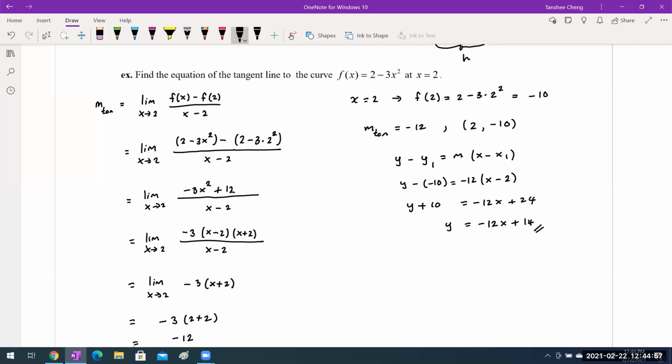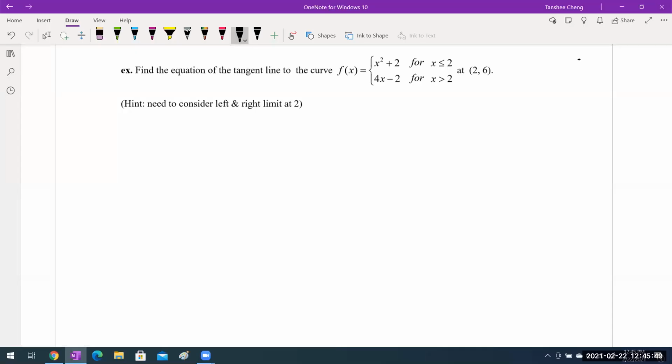Now, let's take a look at our next example. For this example, we want to find the equation of the tangent line to the curve of a piecewise defined function at the point 2, 6. So first of all, I need to make sure that this point is even on this piecewise defined function or not. So when I plug in 2 for x, which goes along with this part of the domain, that will be using this formula. So 2 to the second power is 4, 4 plus 2 is 6. So therefore, yes, the point is on the curve. So we make sure of that.